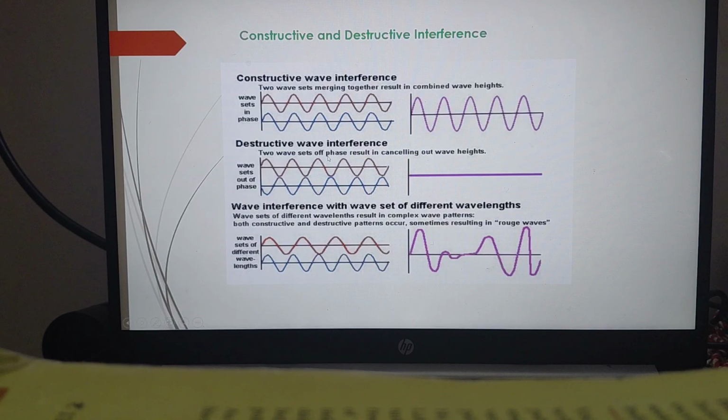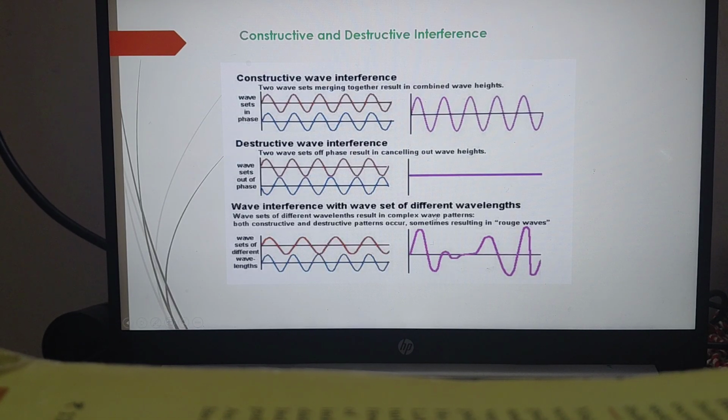But in destructive interference, here the trough meets crest and crest meets trough. So the amplitude will be 0. So the intensity will also be, not 0, but minimum. Here it is intensity maxima and here the intensity will be minimum. Okay. Then what will be the waves with a set of different wavelengths?